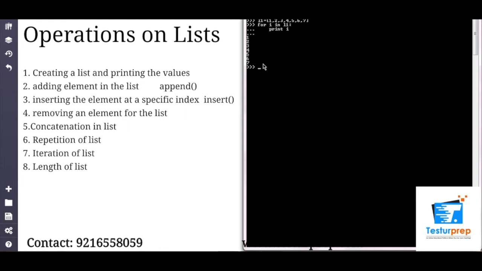Now let's find out the length of our list. For that we use the keyword len, print length of L1, and we get 7 as our answer because the total length of our list is 7. So this concludes our operations on lists. Now let's move on to tuples and let's see what all operations we can apply on tuples.